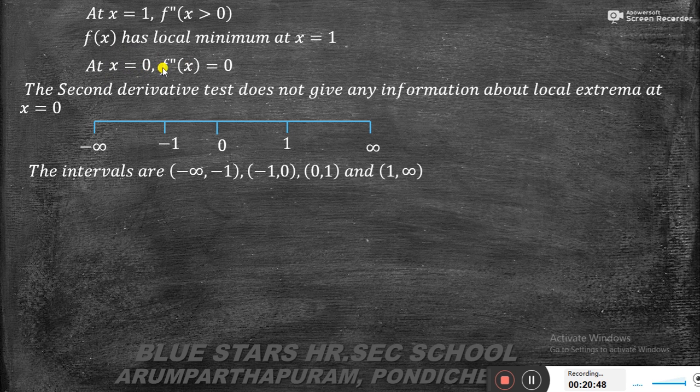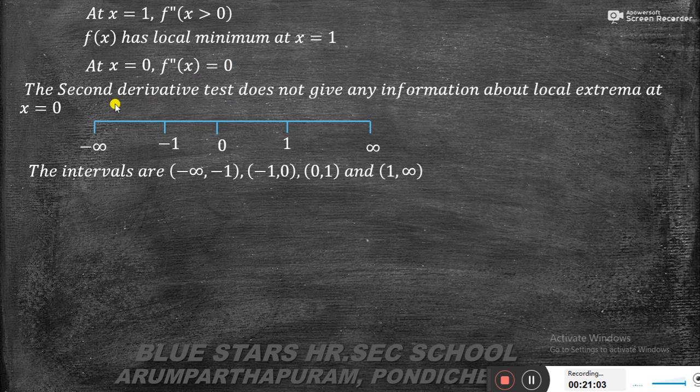I substitute x equal to 0 in the f double dash of x. It equals 0, which means we cannot say whether it is a local minimum or a local maximum. So we can't find the local extremum this way.